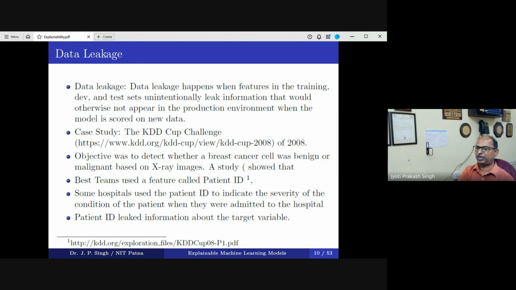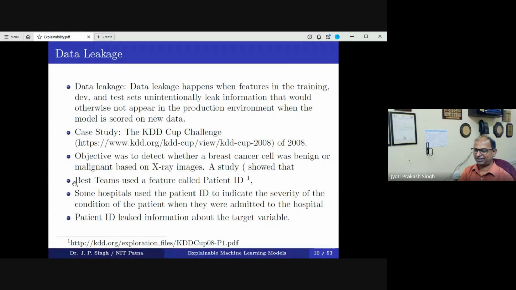For example, a very popular example is the KDD Cup challenge. Those who work in the medical setting know the KDD Cup challenge. Although the data set is quite old, it may still be used by people to validate their results on legacy systems. In that KDD Cup challenge, a data set of X-ray images of breast cancer cells was released, and the labels were whether it is benign or malignant. There was a patient ID, then the X-ray images, and then a label.